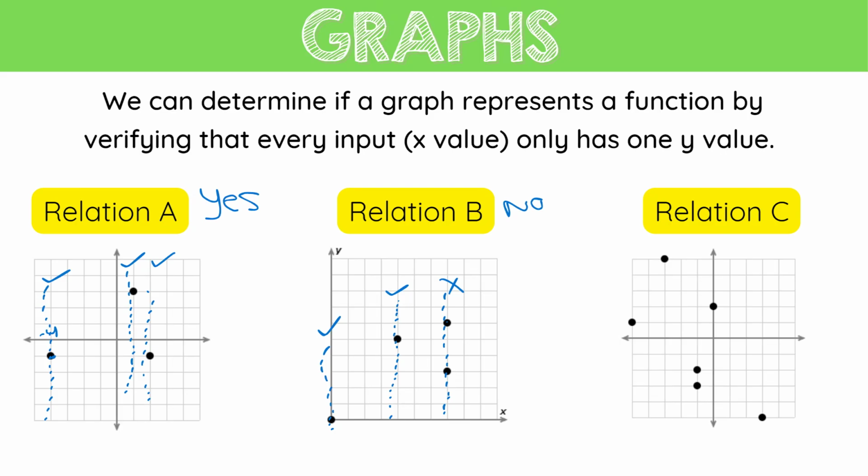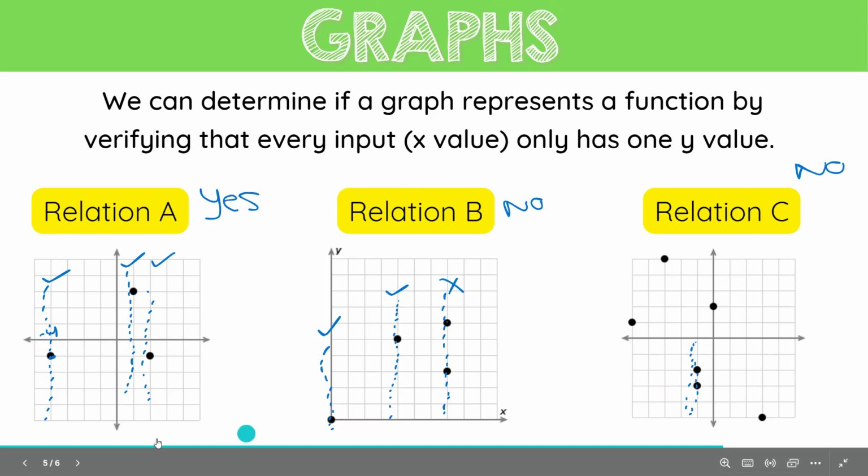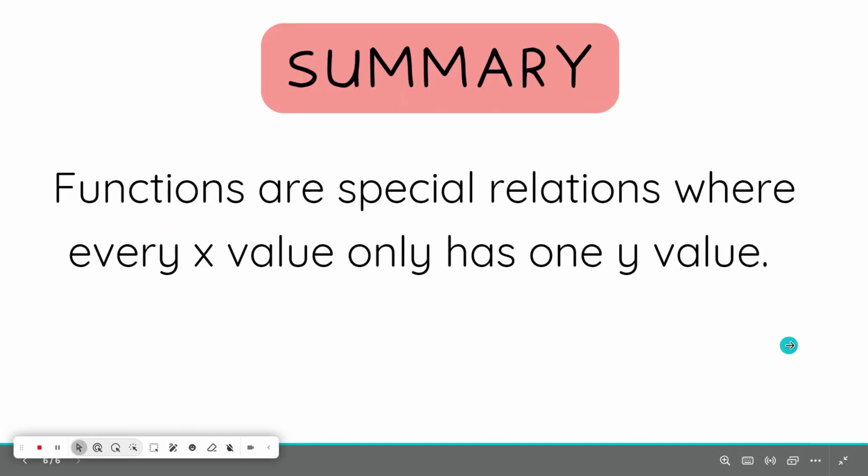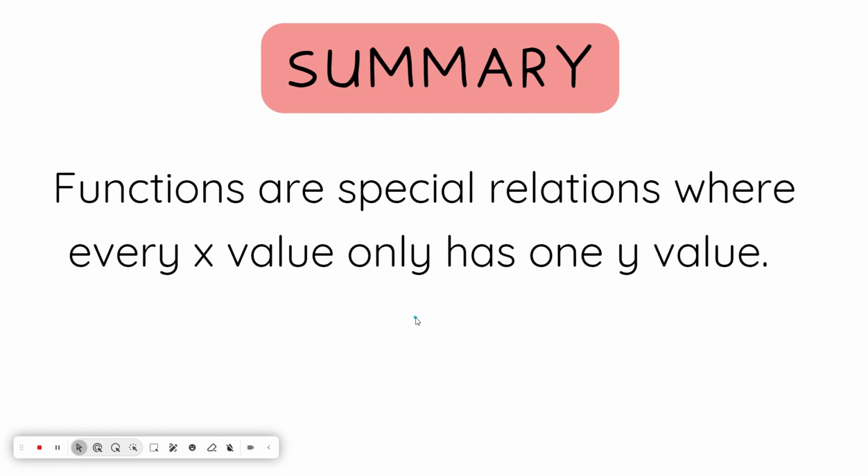Okay, so for relation C, do you think this is a function or not? Does every line include only one dot? Okay, so we can see right here that these two points are on the same line. So this immediately tells us, no, it is not a function. So this was a quick lesson, and the summary is that functions are special relations where every x value only has one y value.